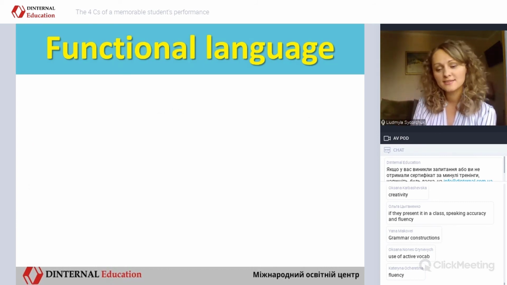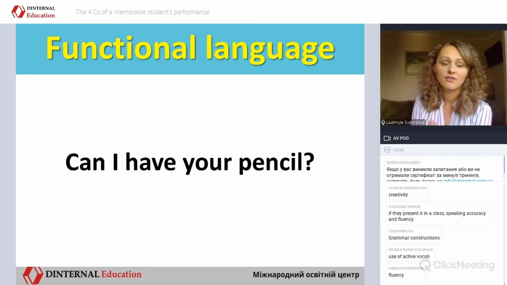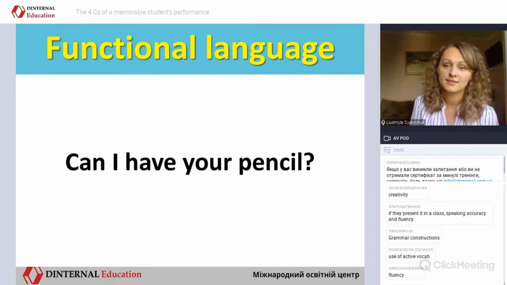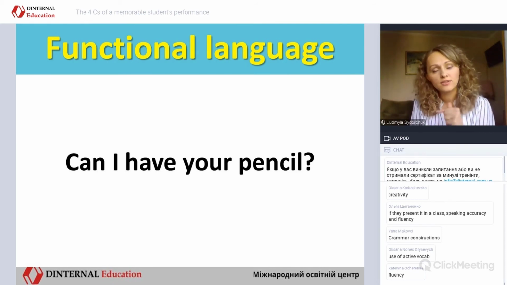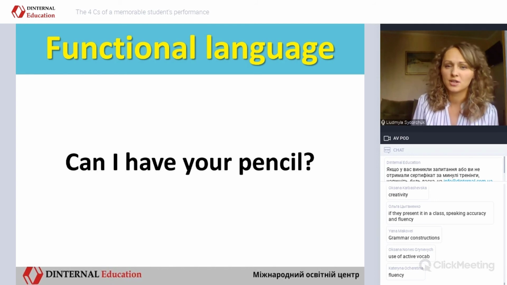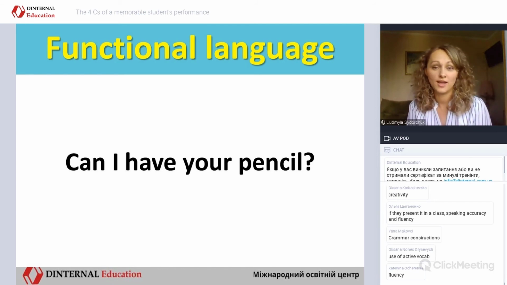So what do I mean when I say functional language? I mean phrases or questions like this. For example, can I have your pencil? Or have you got any ideas? What do you think about these locations? Do you agree with me? I don't agree with you, and so on.